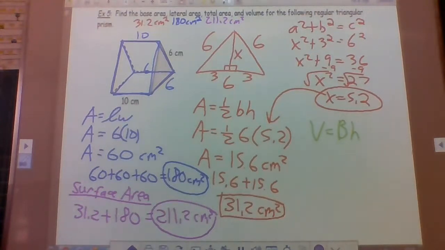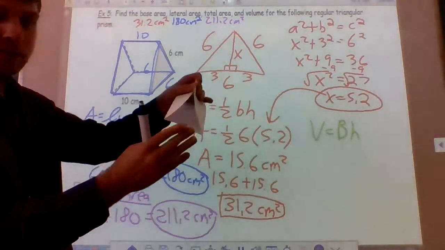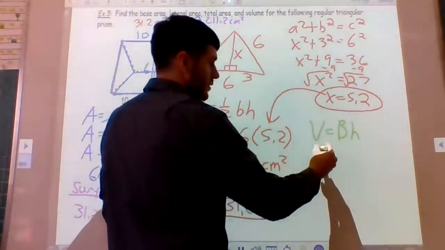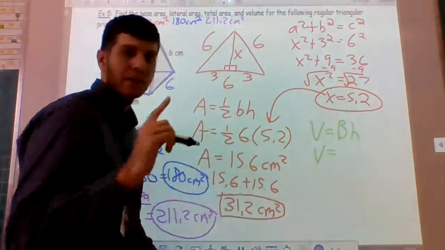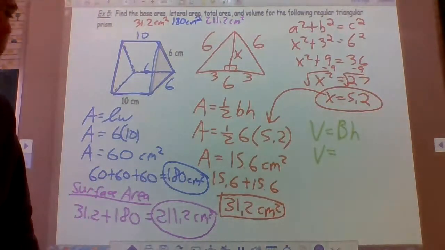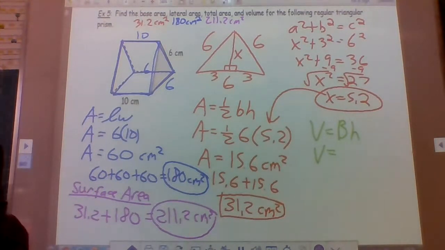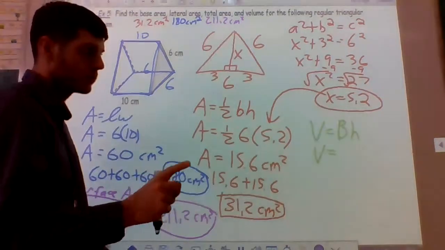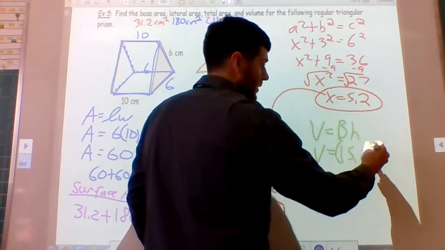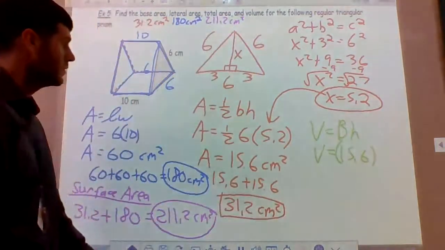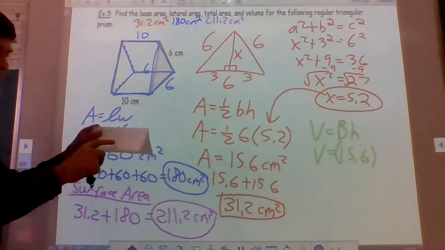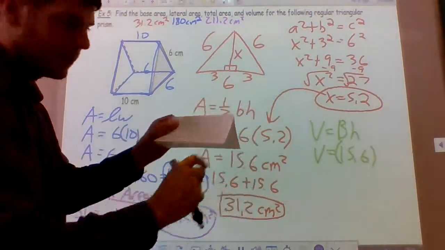Okay. Volume is the area of your base times the height. The area of our base, the area of the triangle, was 15.6. So it's not the area of both bases, it's just the area of one base. Imagine a triangular swimming pool. The area of the base of that pool is the one triangle, which is 15.6 centimeters squared. And then we need to multiply by the height of the water. In this case, the height is going to be 10, because the height is the distance connecting the 2 bases.